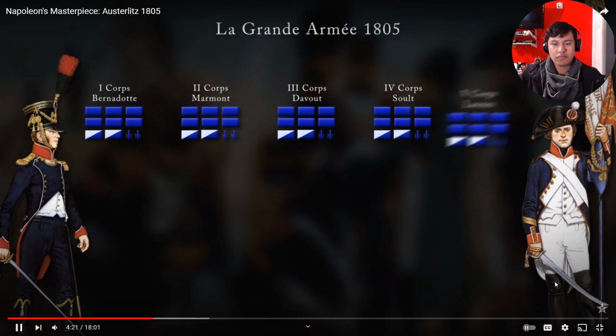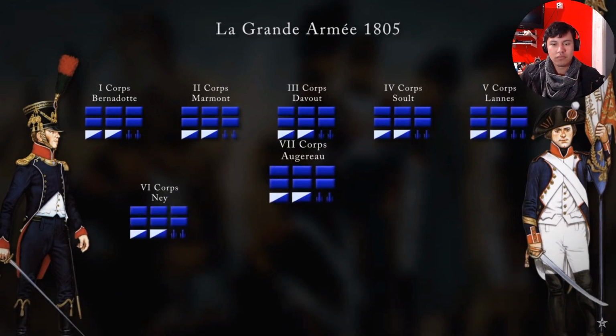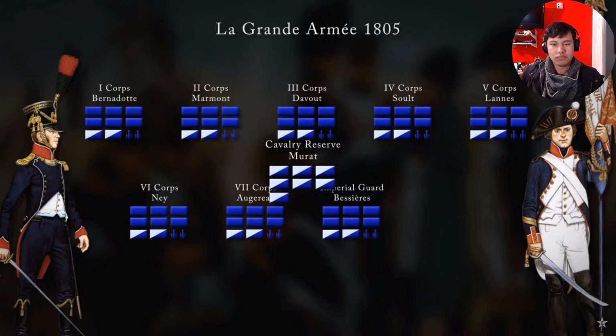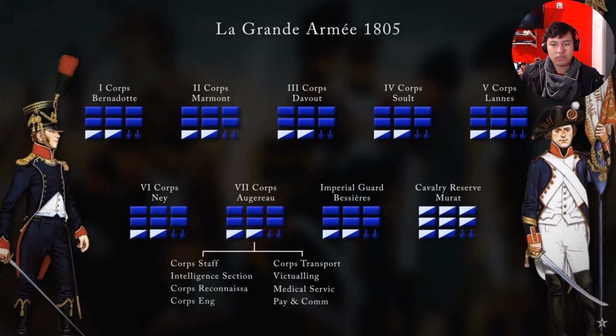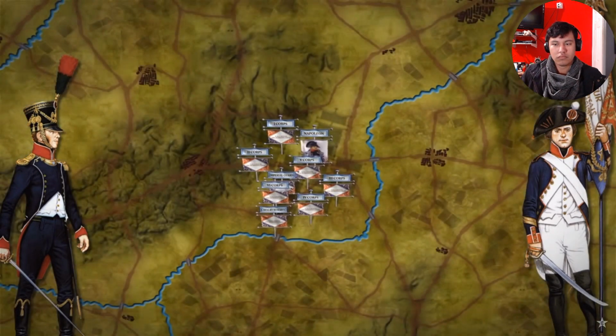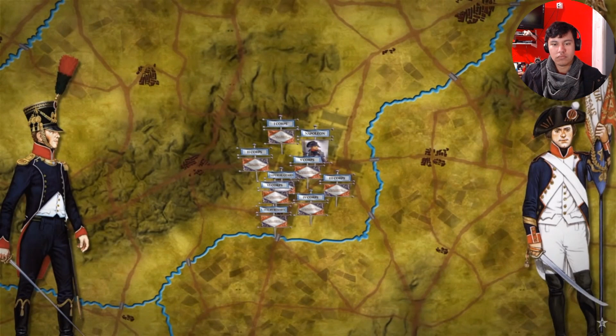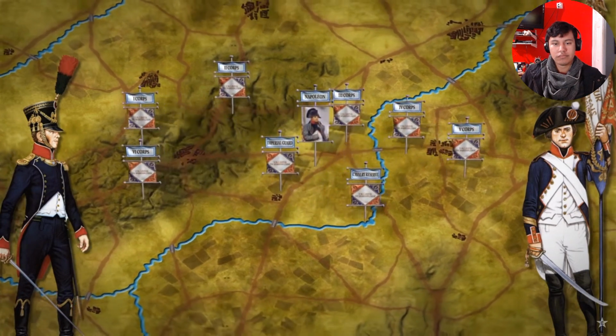Each corps, commanded by a marshal, was a mini-army of 15 to 30,000 soldiers, with its own infantry, cavalry, artillery, and supporting arms, such as reconnaissance, engineers, and transport. This meant each corps could march and fight for a limited time independently, allowing Napoleon to break with the old doctrine of keeping his army concentrated and advance with his corps widely dispersed.